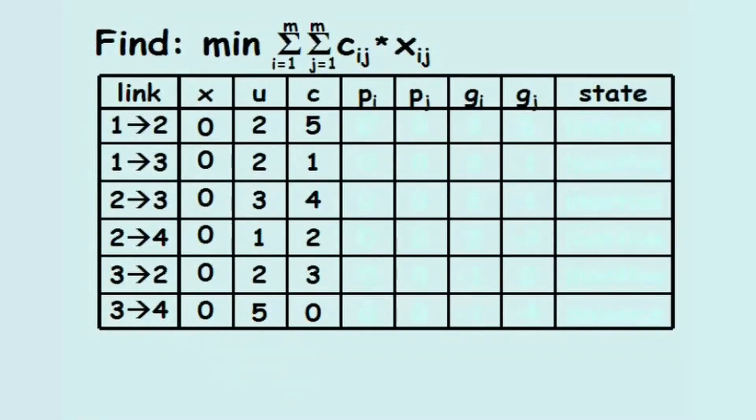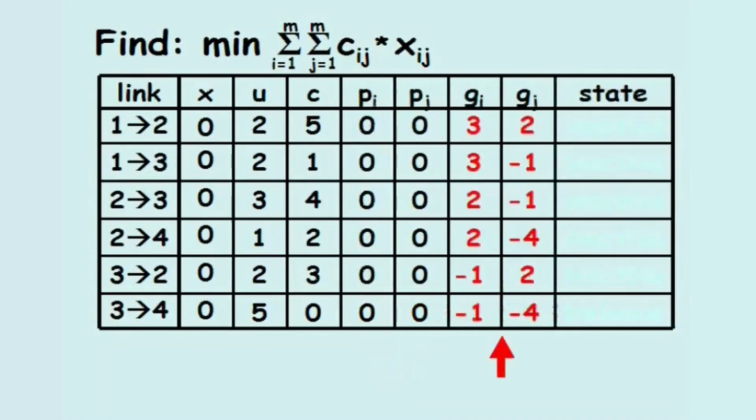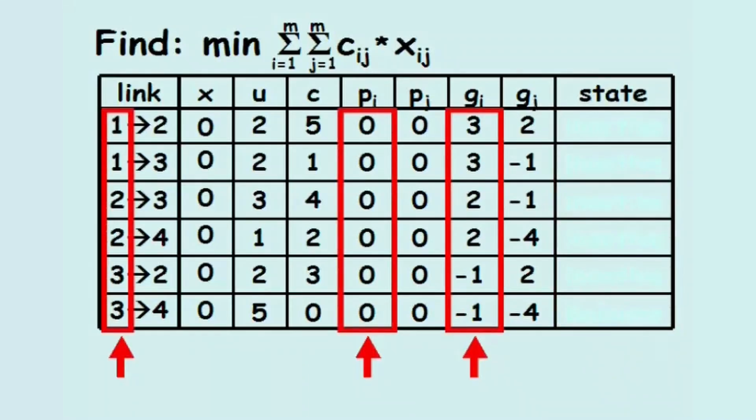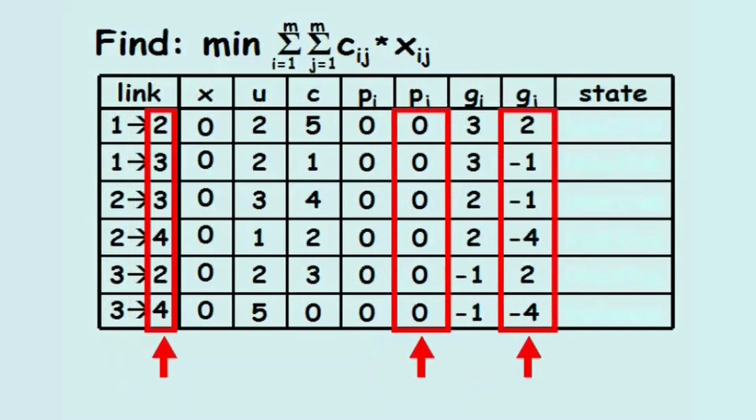If we expand our table, we can include the dual variables, which we'll also call the node variables, the surplus, g, which we just calculated, and the state of the link, which we'll determine momentarily. In this table, P sub i and G sub i refer to the upstream node, and P sub j and G sub j refer to the downstream nodes of each link.